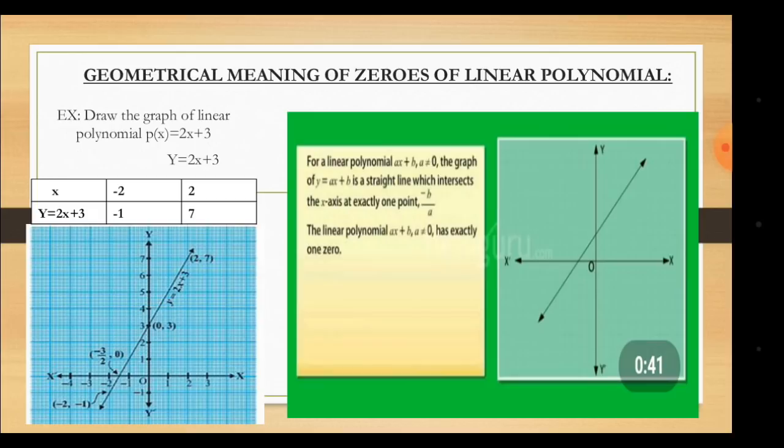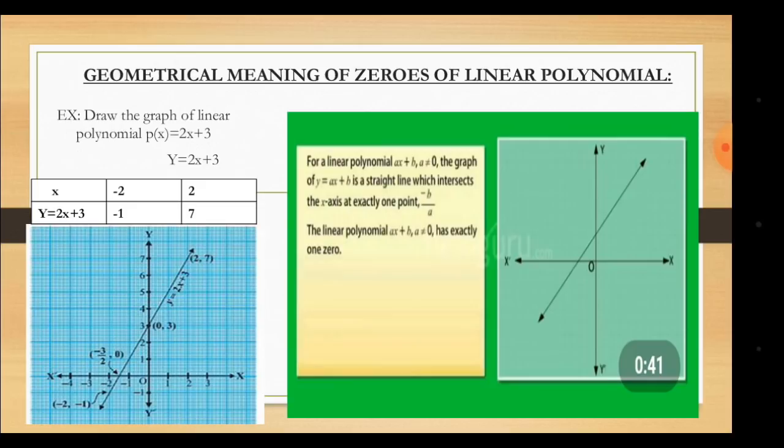And your polynomial is 2x + 3. If you have to find zero of this polynomial, what is the zero of this polynomial? Obviously minus 3 upon 2. So in the graph also we get minus 3 upon 2 is the zero of the polynomial. Okay. So zero of polynomial means the x coordinate of the point where graph intersects the x-axis. Is it clear?